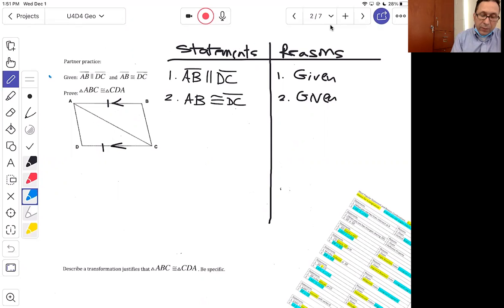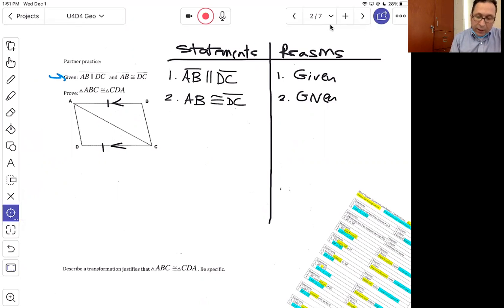So we'll start off by listing the given information, and we'll show that not only in the statements, but we'll also show it in the picture itself. This is saying that AB is parallel to DC. You can see that I labeled that with arrows, saying that these two segments are traveling in the same direction. It also says that AB is congruent to DC. So I indicated that with a single slash as a decoration on those two sides.